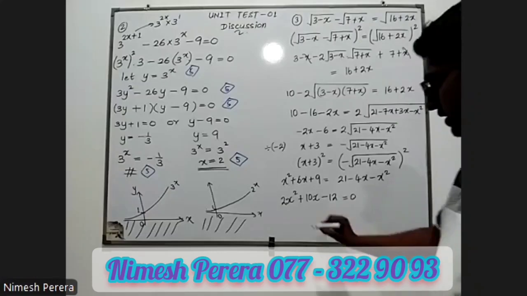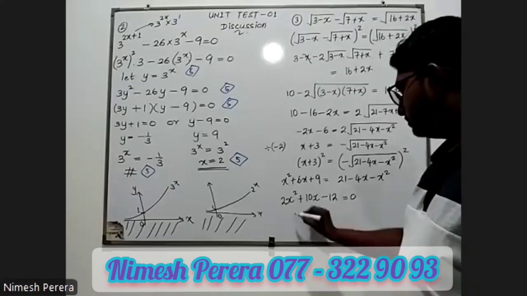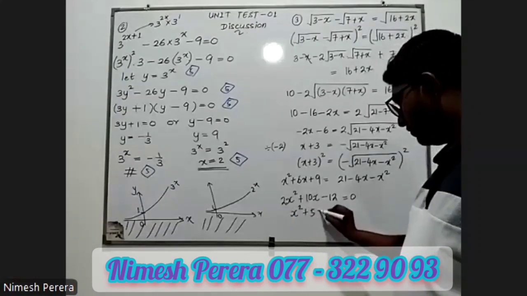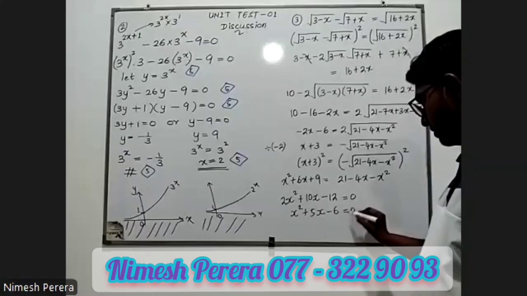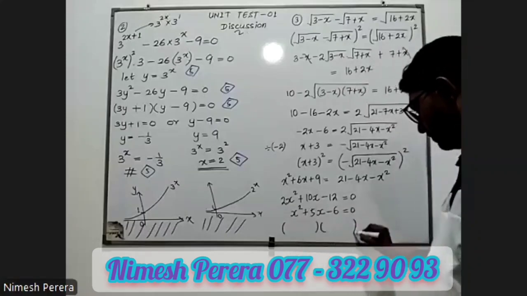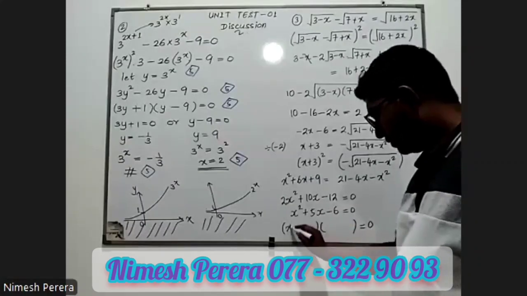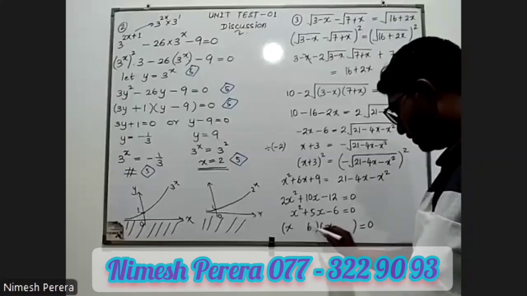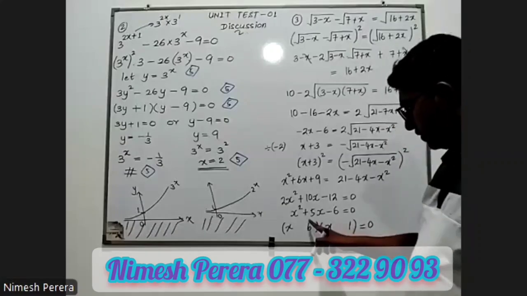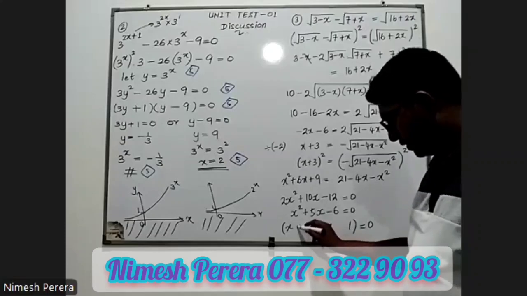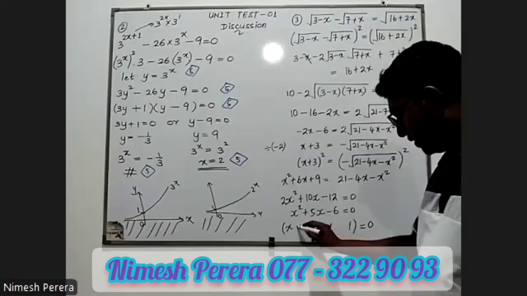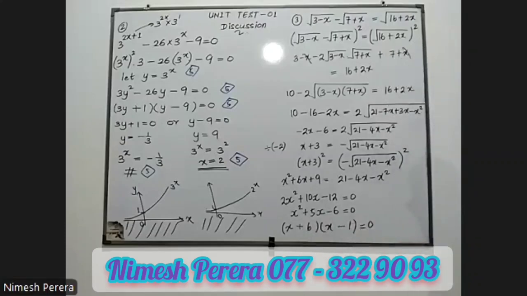Now you can divide the entire equation by 2. x squared plus 5x minus 6. Then you can factorize this. x into x, 6 into 1. The x term is positive, so the larger value is positive, the smaller value negative. And here you can have the two solutions. x is equal to 1, or x is equal to minus 6.